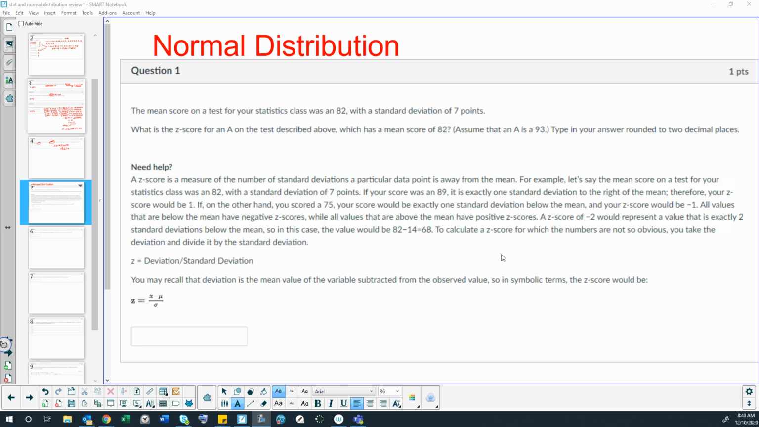So then I've got this reminder of what a z-score is, and I've actually walked you through the process to find that answer. Okay, so the z-score for an A on the test would be the data value, which would be 93, subtract the mean, so the mean is an 82, so 93 subtract 82, and then we divide by the standard deviation of 7.